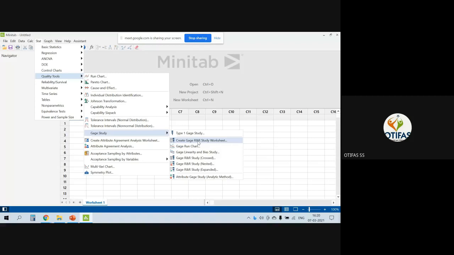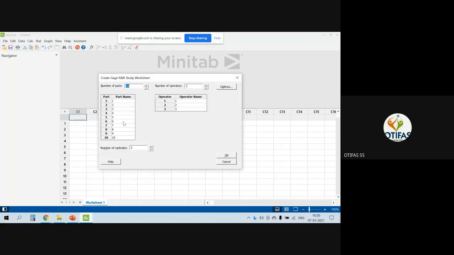In this gauge R&R study, we'll create the gauge R&R worksheet. Now open this. Normally it is conducted with 10 parts. If you want to give names to the parts, you can give them here; you can change the names. Otherwise it can be just part number 1, 2, 3, 4, 5, 6. You can select the number of parts as 10, and operators are 3 by default. Now you can change it.